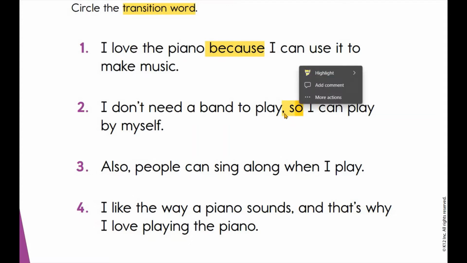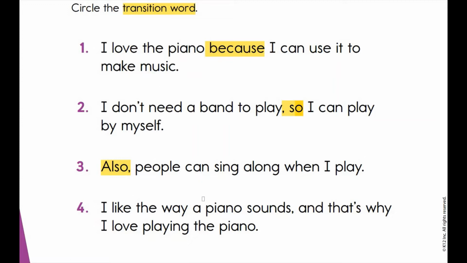And I intentionally highlighted this comma right here just to talk about the fact that if you combined one sentence with another sentence using so, you would have to put a comma before writing so. A comma and space before so. Okay, next sentence, third sentence here. We talked about it just a couple of seconds ago. Also is the transition word. Also, people can sing along when I play.